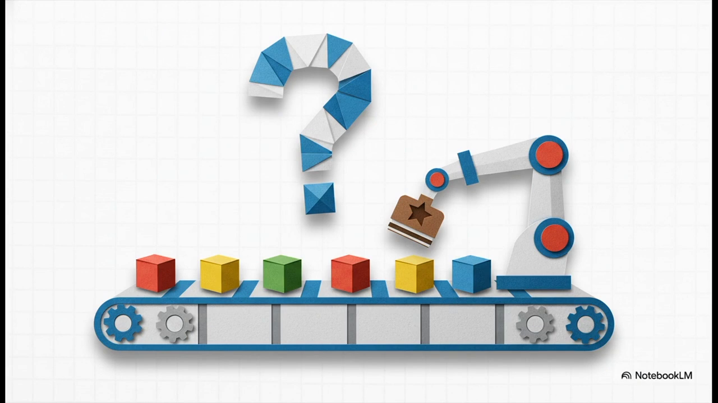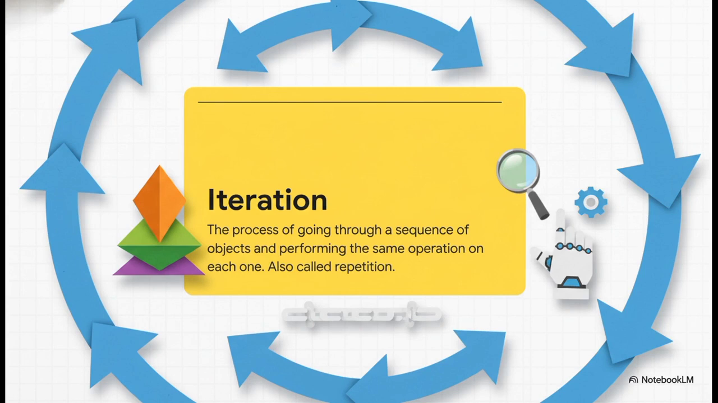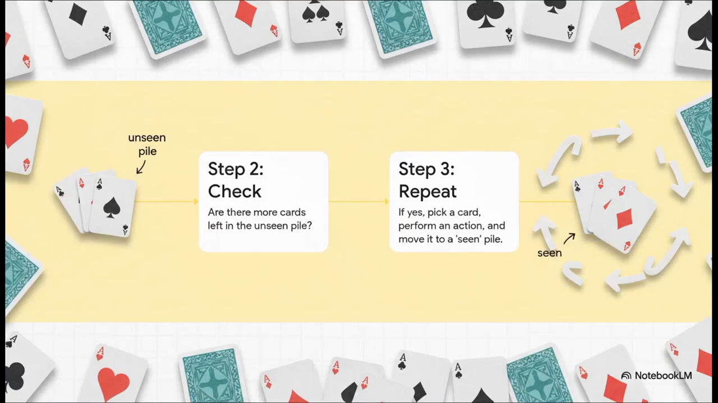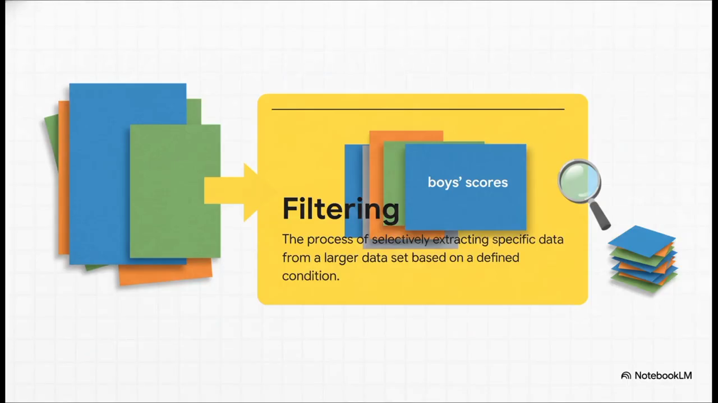Okay, but what if you need to do the exact same thing to every single piece of data? That's where iteration comes in. It's just a fancy word for repeating steps, one by one. The best way to picture this, it's literally like sorting a deck of cards one at a time. And what if you only want some of the data? Well, that's called filtering. Super simple, right?